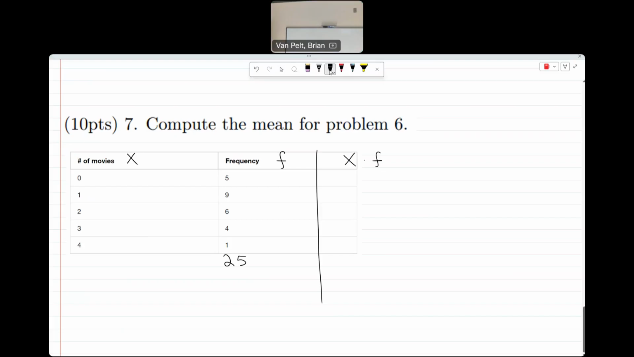So what is 0 times 5? 0 indeed. How about 1 times 9? 2 times 6 is 12. 3 times 4 is also 12. 4 times 1 is 4. And then you add this all up. It looks to me like it comes out to be 37.